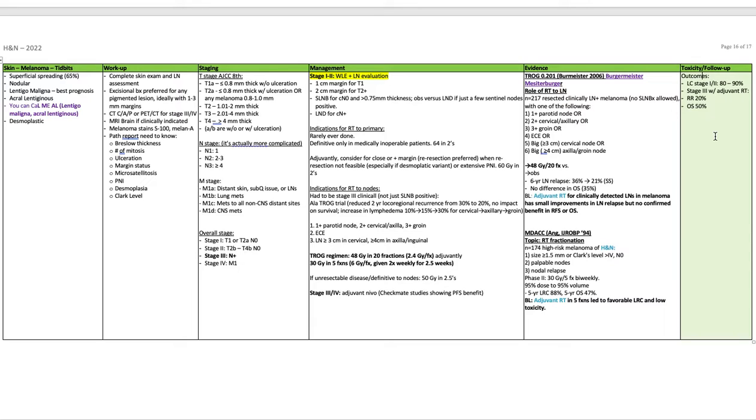Rarely is it ever done. Definitive only in medically inoperable patients. You perform 64 gray at 2 gray per fraction. Adjuvantly, consider for close or positive margin. A re-resection is preferred. When re-resection is not feasible, typically for desmoplastic variant, or extensive perineural invasion, do 60 gray at 2 gray per fraction.